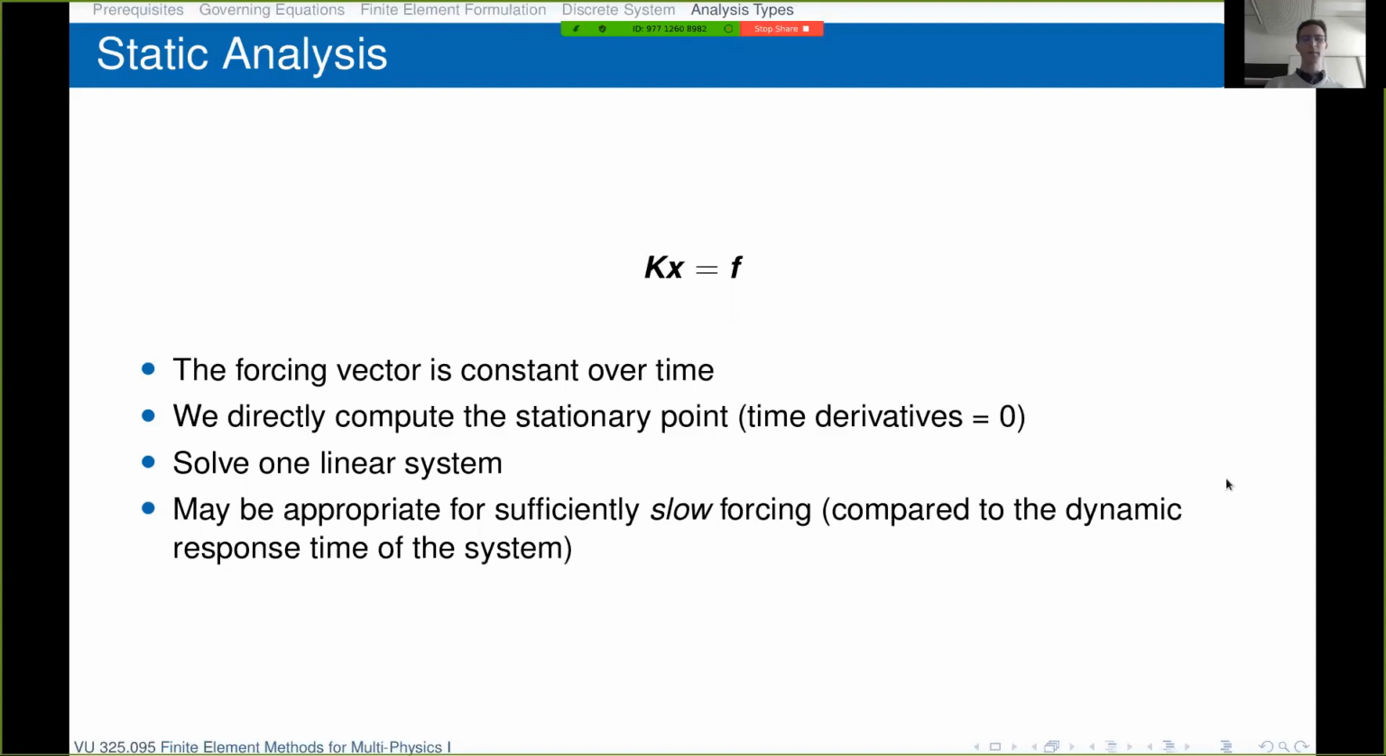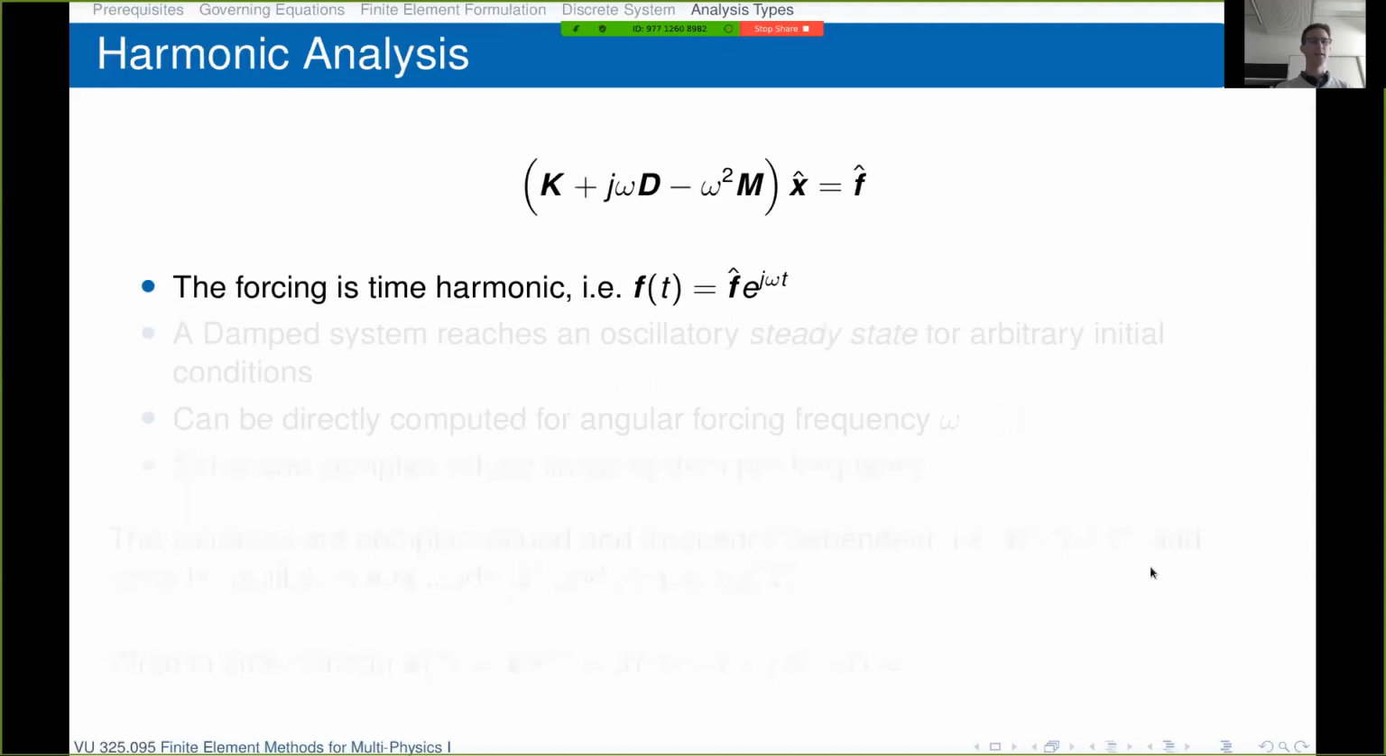So this may be appropriate for sufficiently slow forcings, and usually what you have to compare them to is the dynamic response time of the system. So this can be deduced from the eigenfrequencies, which we will compute in an eigenfrequency analysis.